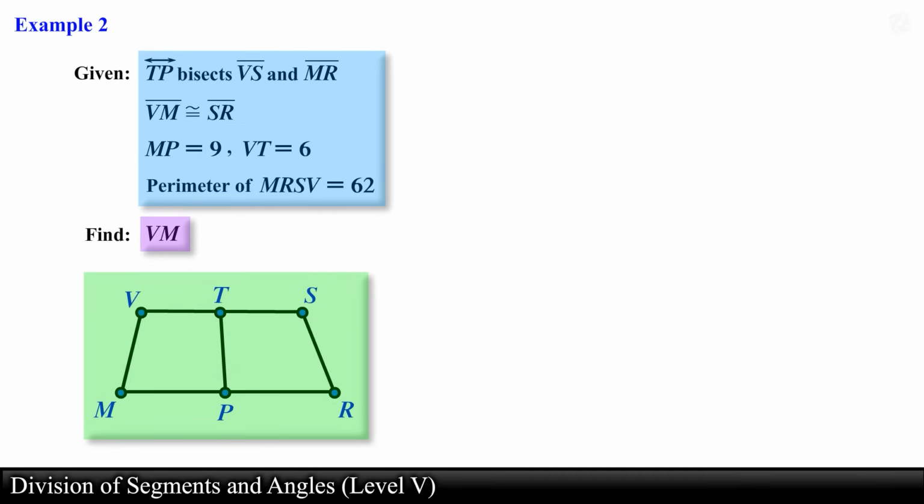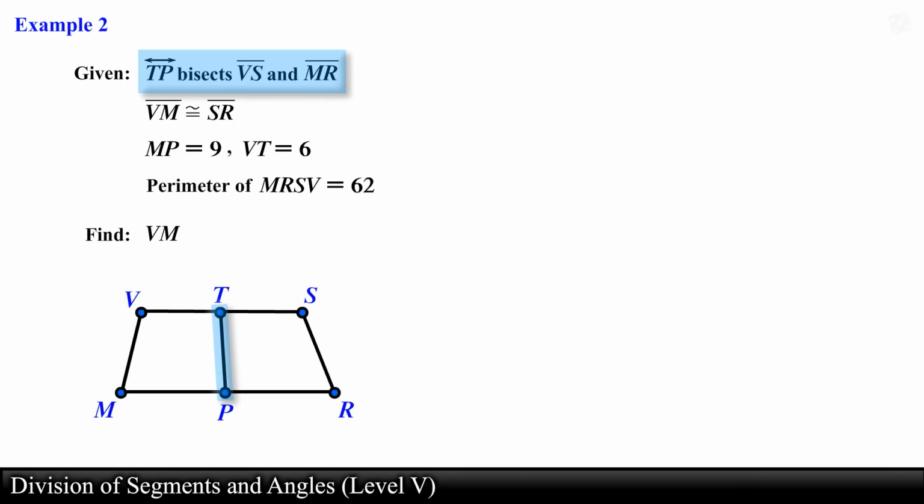We will start solving this problem by marking the diagram with all the given information. This will help plan our approach in solving this problem. We know that line TP bisects segment VS and segment MR, so we can go ahead and draw single tick marks on segment VT and segment TS, and double tick marks on segment MP and segment PR, since these two pairs of segments are congruent to one another. In addition, we are also given that segment VM is congruent to segment SR, so we will use triple tick marks to illustrate this on the diagram.